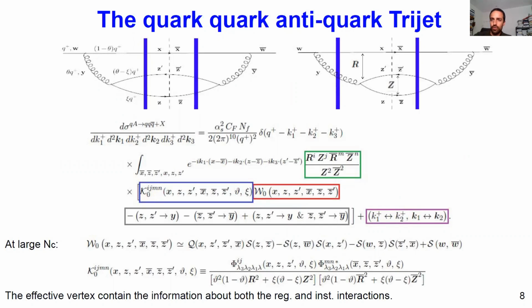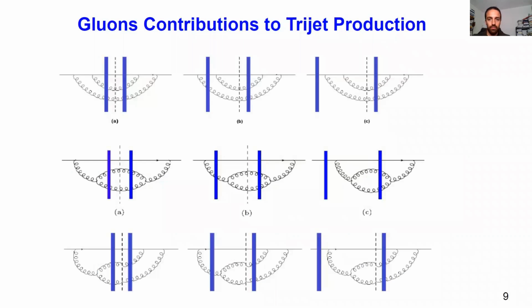In this slide, I just quickly show you one typical example of the contributions that we found for the trijet. And in order to find the total cross-section, we have to take care of all the following diagrams, which are shown here.